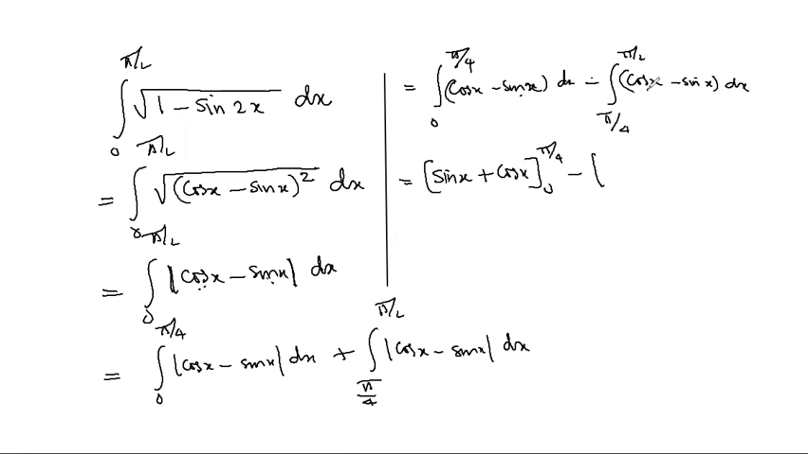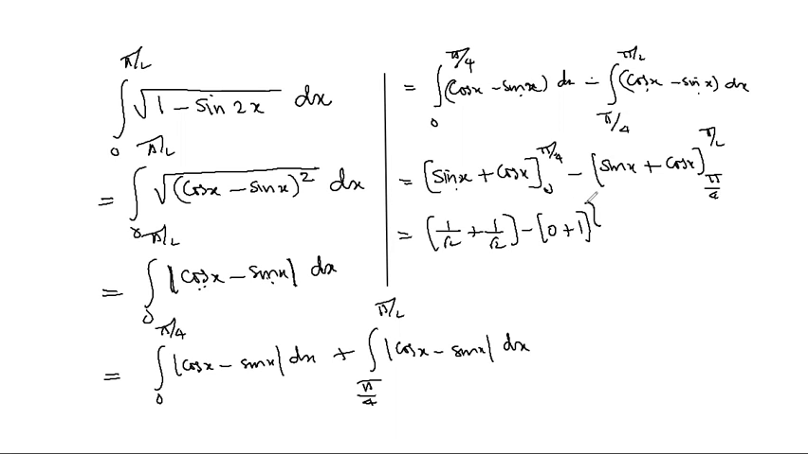Minus integral of cos x sin x plus cos x from pi by 4 to pi by 2. I'll directly put the values: 1 by root 2 plus 1 by root 2, minus, when you put 0 here, sin 0 is 0. When you put cos 0, it is 1. So don't think both will be 0. You'll think mentally like that.